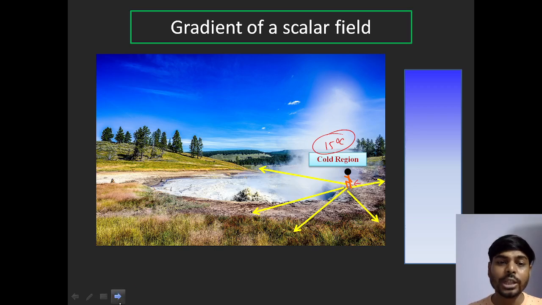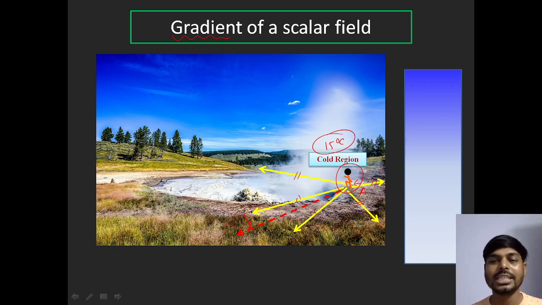But among all these paths, there might be a path along which if you move, you will get a rapid change of temperature. And you need that one because you are suffering from cold here. So you need the direction along which the temperature is changing rapidly, right? If you choose manually, then it is very difficult to find out. But gradient is a very powerful tool.